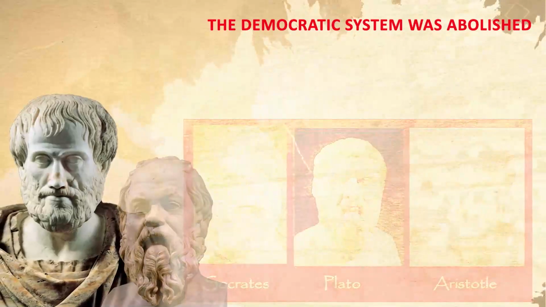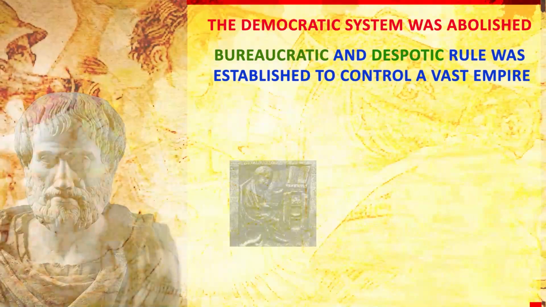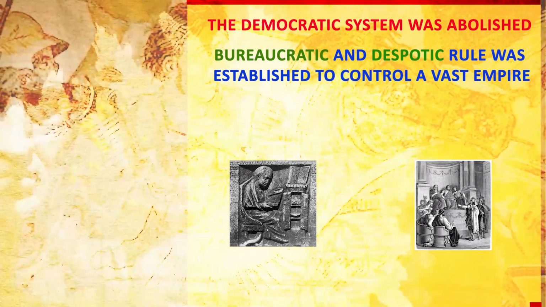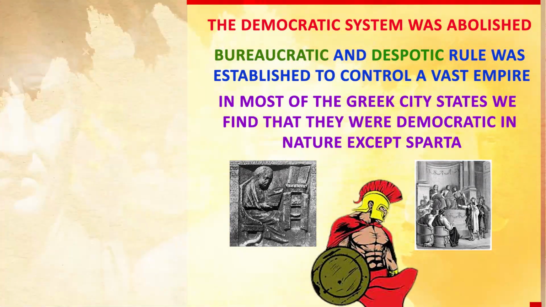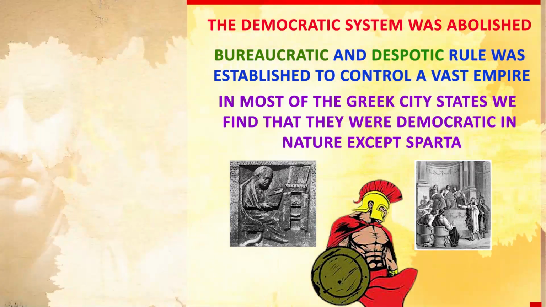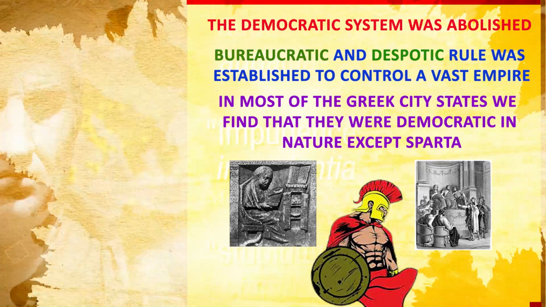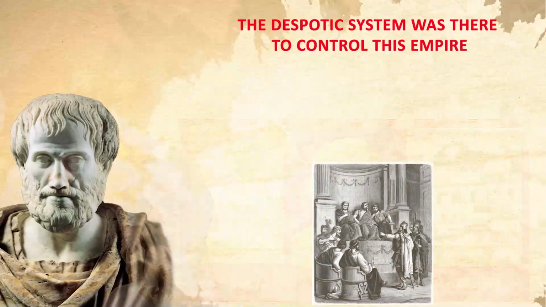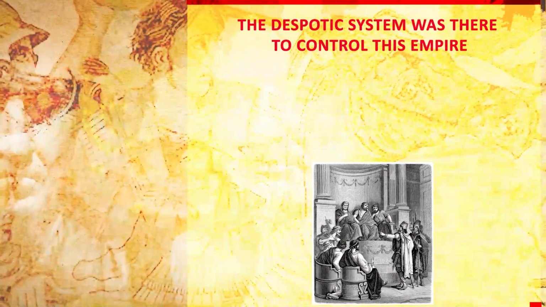Ultimately, the democratic system was abolished. Bureaucratic and despotic rule was established to control a vast empire. In the Greek city-state, most of the Greek city-states were democratic in nature except Sparta or something like that. But the Romans ultimately established a huge empire, and to manage this empire, they established a despotic system.